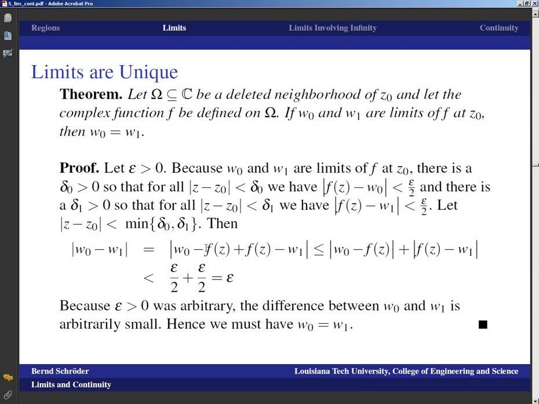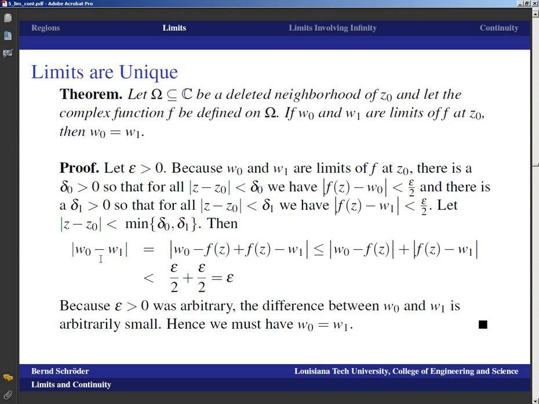Okay, where were we? We had to control the difference between W0 and W1. I want to make that smaller than epsilon because that's just one of the standard ways to prove that two numbers are equal. Now, how can I get that? What can I control? Because W0 and W1 are limits, I can control the distance between W0 and f(z) for z close to z0, and the distance between W1 and f(z) for z close to z0.